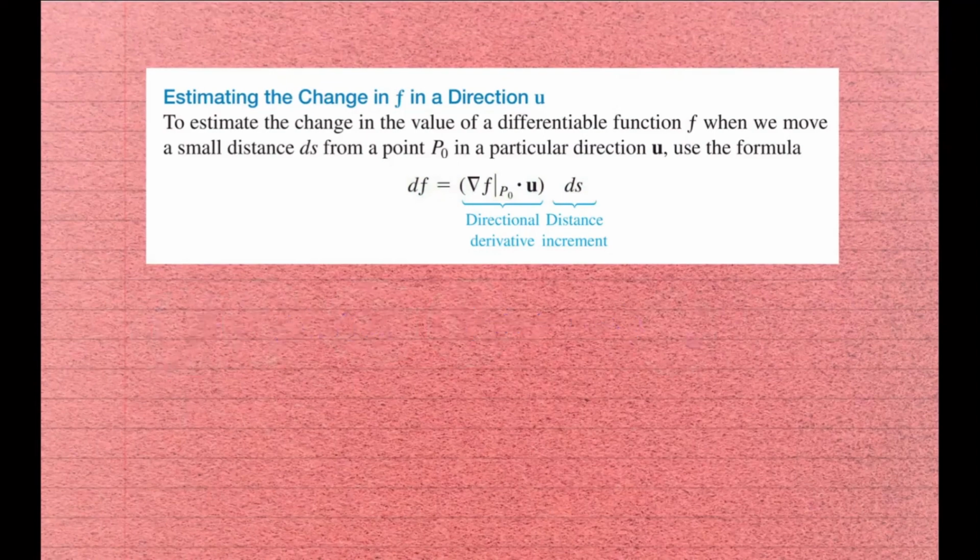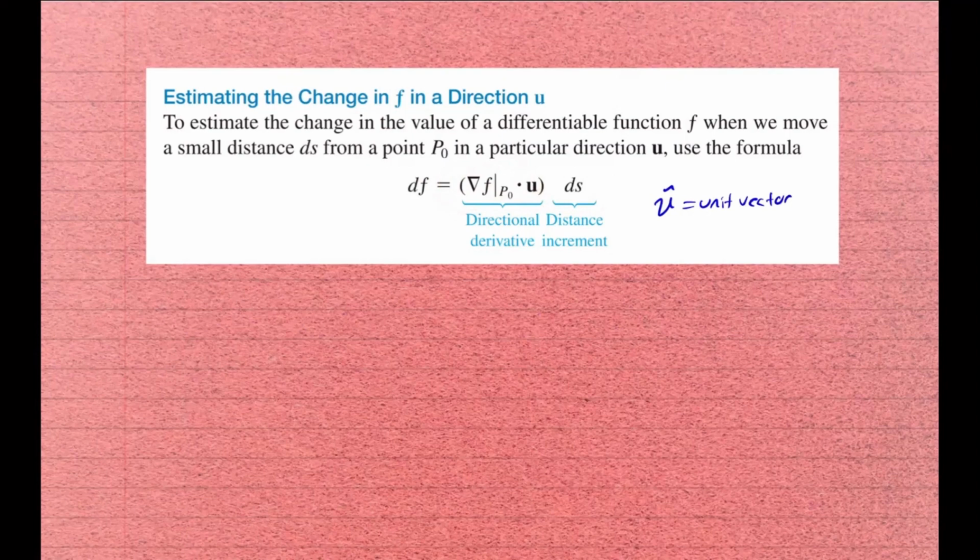The formula tells us that if you want to determine the change in f, we find the directional derivative in the direction of a vector u. u will be a unit vector, and we multiply that by that little change, ds. So that's the distance increment. Keep in mind that this vector u is going to be a unit vector. So once you find the direction vector we're moving in, we're going to turn that vector into a unit vector.